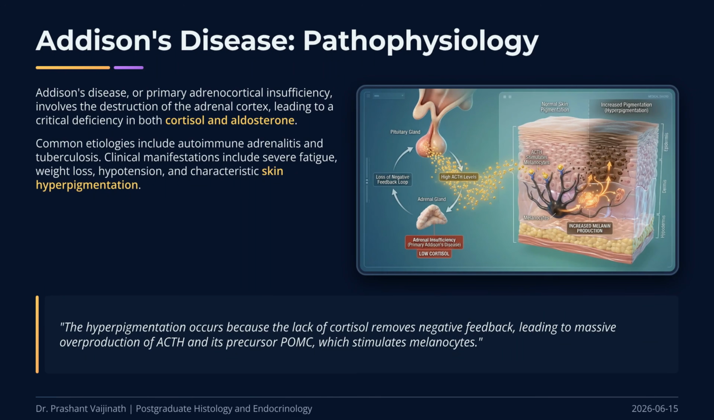Addison's disease is primary adrenocortical insufficiency caused by the destruction of the adrenal cortex, which leads to deficiencies in both cortisol and aldosterone. A characteristic clinical sign is skin hyperpigmentation due to increased ACTH production.